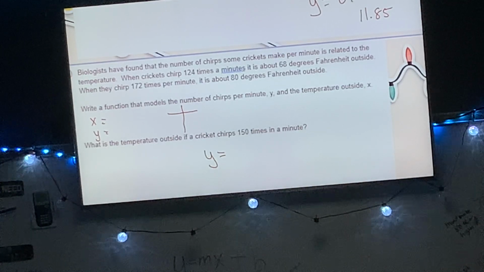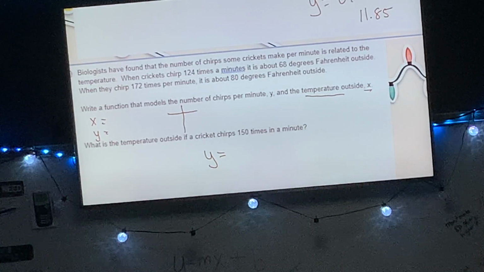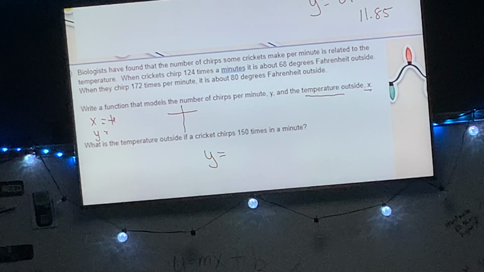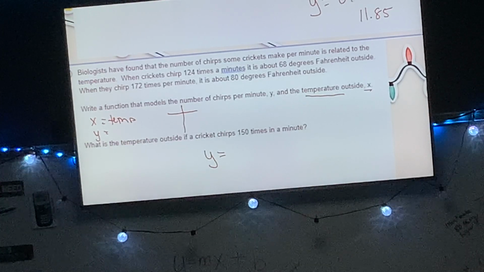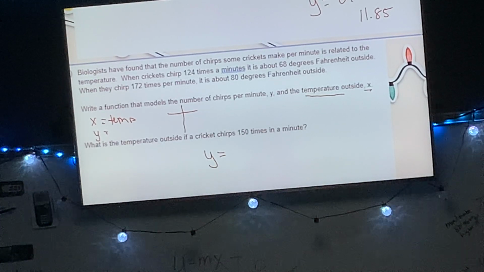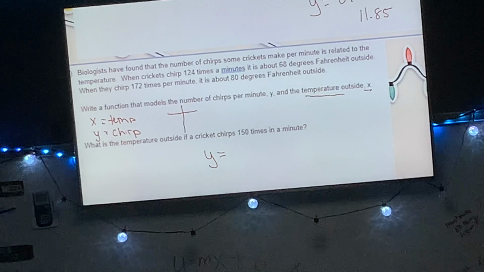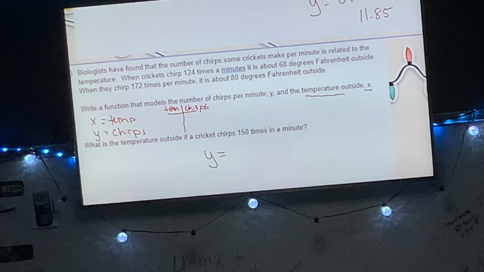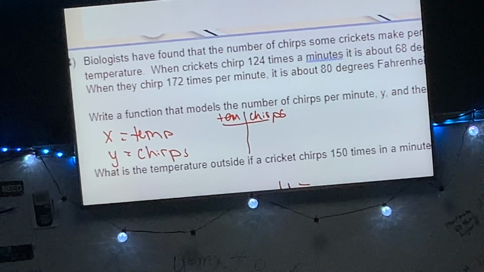Okay, what is my x? Oh, we're so silent. What is my x? Degrees, or could we say temperature? Whichever one you want, right? Both of those are perfect. Whatever one makes it easier for you. And you could say chirps or minutes, whatever you want to say is my y. So we have temperature and chirps. So look at your labels and make sure you did that right.